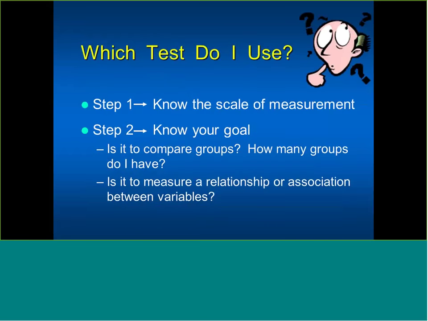So which test do you use when you have data? You need to know the scale of measurement, and you need to know your goal. Are you comparing groups? And how many groups do you have? Because that's going to make a difference. And then, are you measuring a relationship or an association between variables?